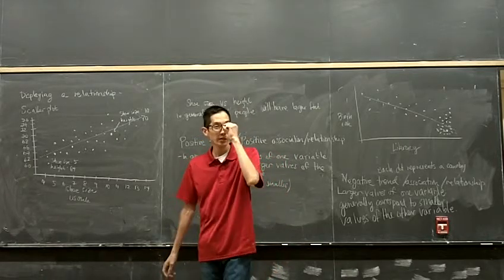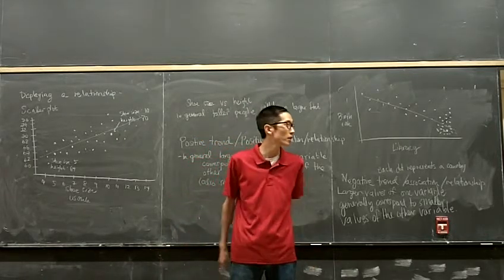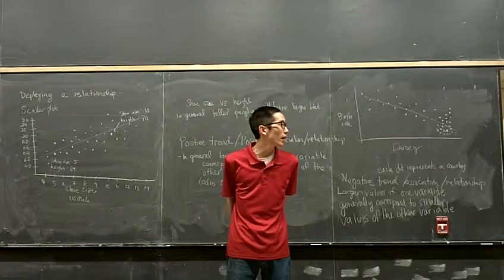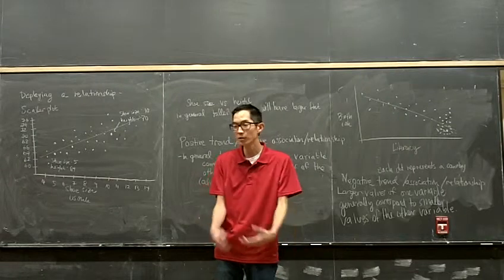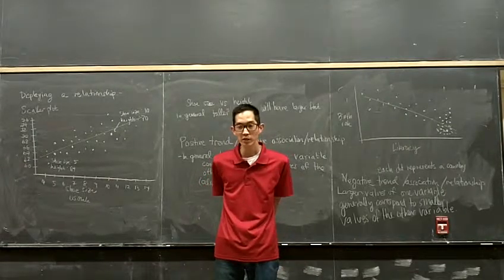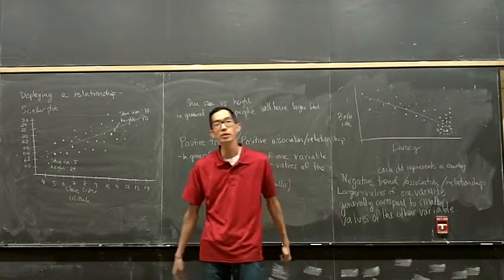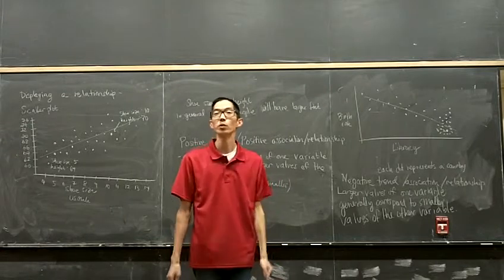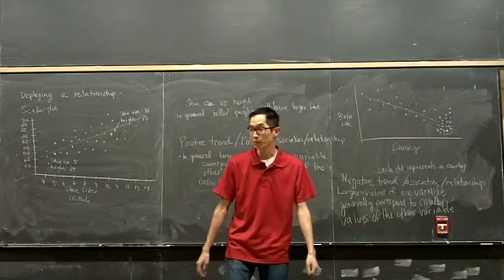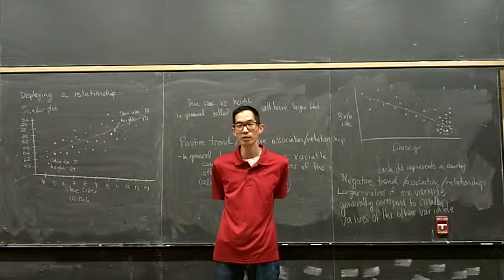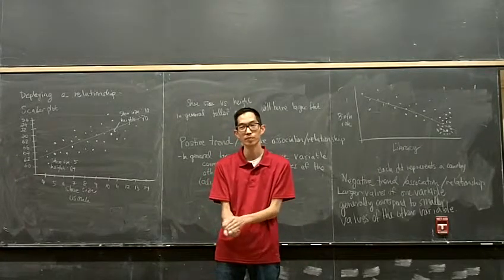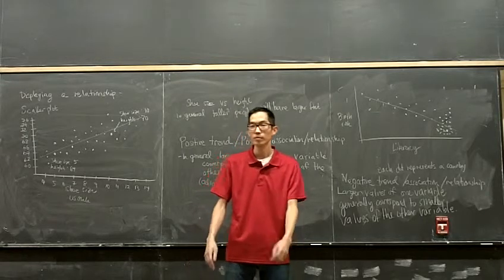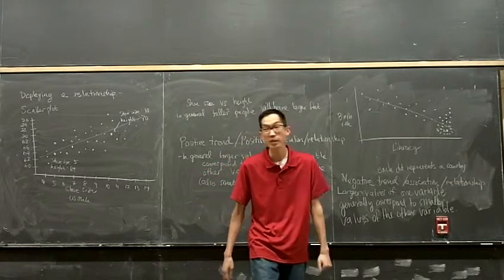Okay, so altitude. Think of the altitude of a location. Is there a positive or negative relationship with the air pressure? Think of your answer, don't shout it out. Altitude and air pressure. Okay, and the answer is there's a negative relationship.